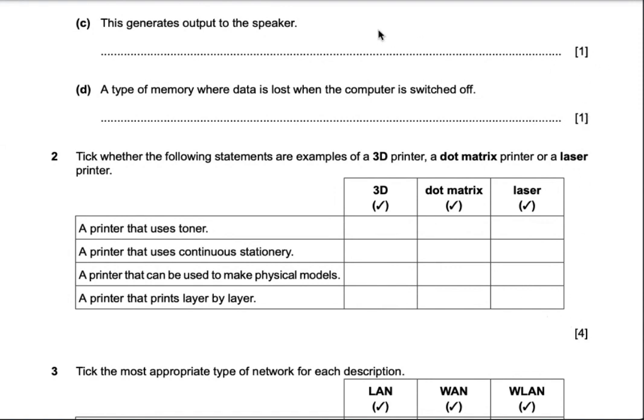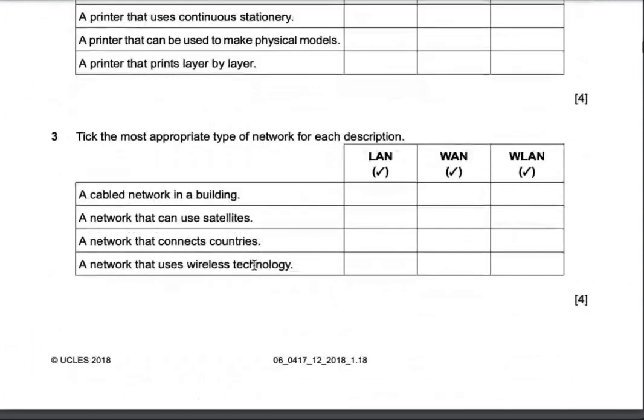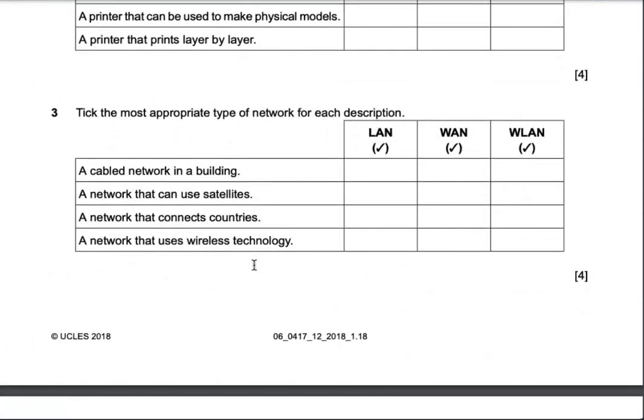Remember, first question, we get 4 marks. Question number 3. Pick the most appropriate type of network for each description. The most appropriate type of network. Okay? A cabled network in a building.